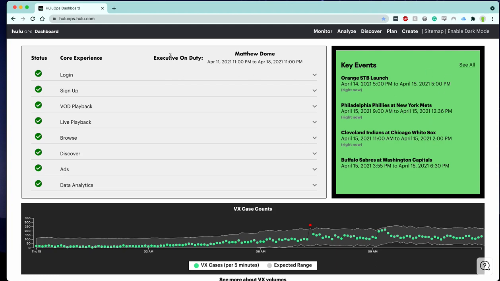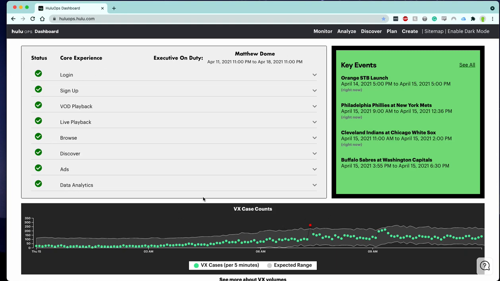And so what you're looking at right now is the home screen, and this is a key event. So anybody that has access to Hulu Ops, which is anybody in the Hulu organization as well as the Disney organization, should have access to this. They can go to key events and they can actually see all of the key events. And I'll get into this a little bit more here soon. This is actually pulling from an internal API, and we'll get into that in just a second. This is actually our core experience.